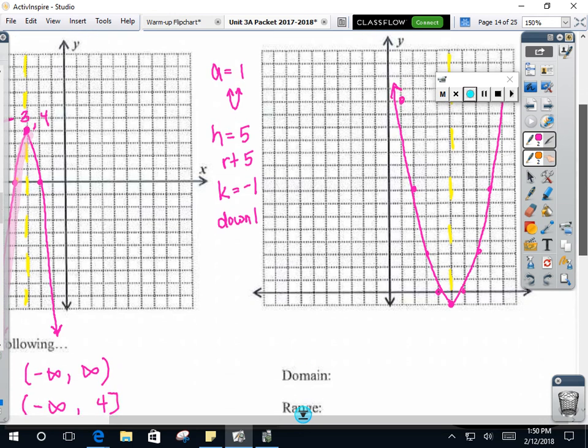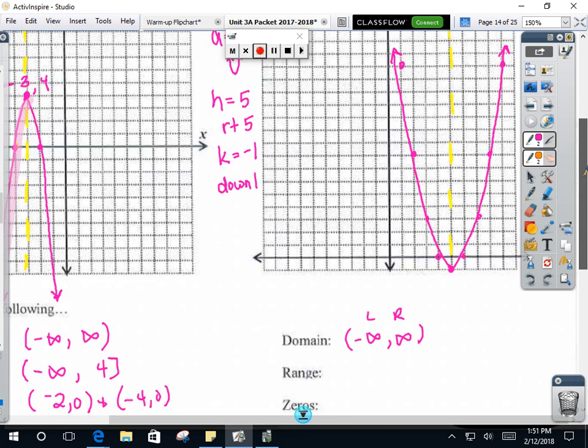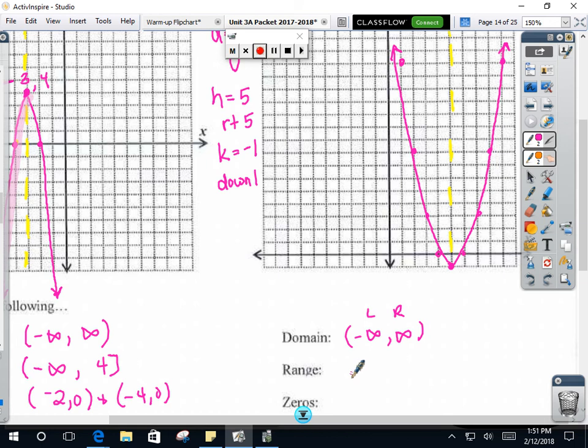Okay, once you have your picture of your parabola, what's the domain? Correct, because domain is left and right. And as you go up, the parabola is going left forever, and as you go up on this side, it's going right forever. What is the range? The range is up, right. The furthest it goes down on the y is that vertex, which is negative 1 on the y-axis. And then how far up does it go? Infinity.